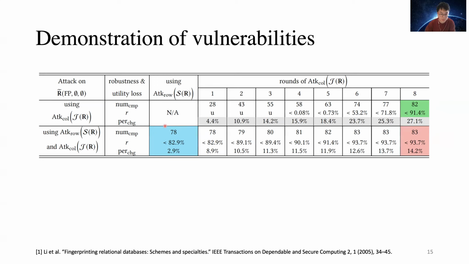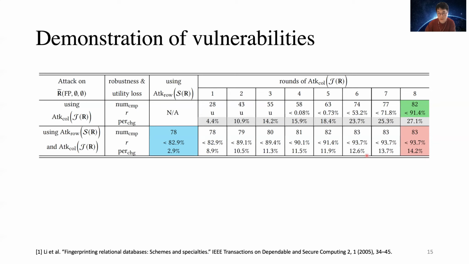The blue cell here is the attacking performance of the row-wise correlation attack. We can see that it actually requires even fewer changes in the fingerprinted database to compromise a larger number of fingerprint bits. And if on top of the row-wise correlation attack, we further launch a sequence of column-wise correlation attacks, then in the end, 83 fingerprint bits are compromised at the cost of only 15% of the entries being changed.